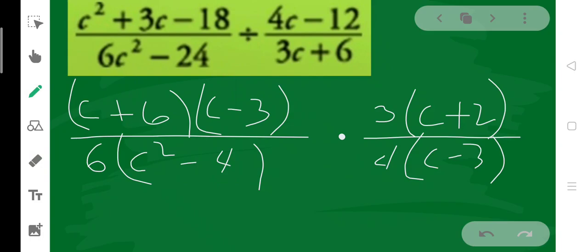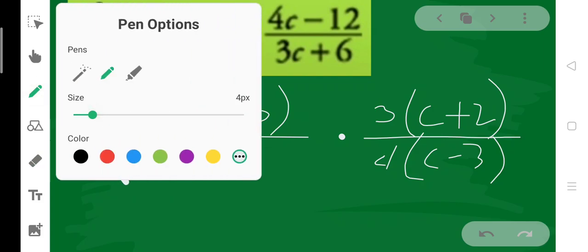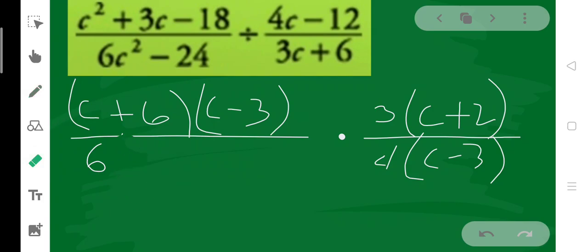Okay, but then c squared minus 4, this one is still factorable. This is a difference of two squares. So, let me erase this one. I'm going to get the factored form. Okay, so the factored form would be c plus 2, since it is c squared minus 4, right? So c plus 2 times c minus 2.